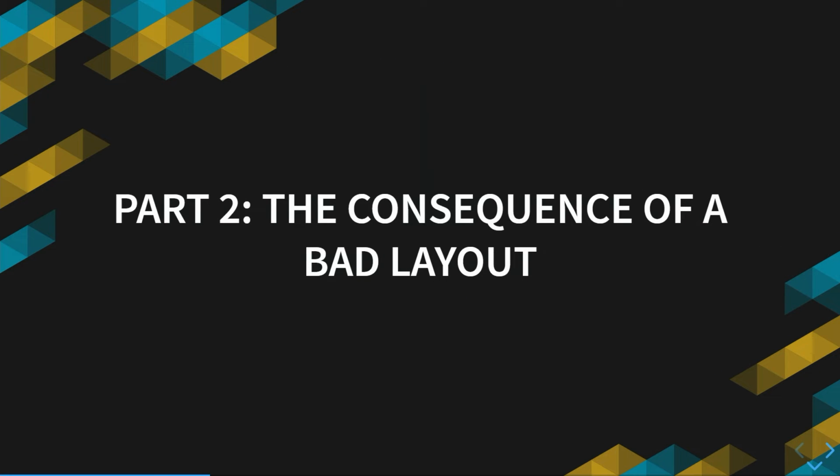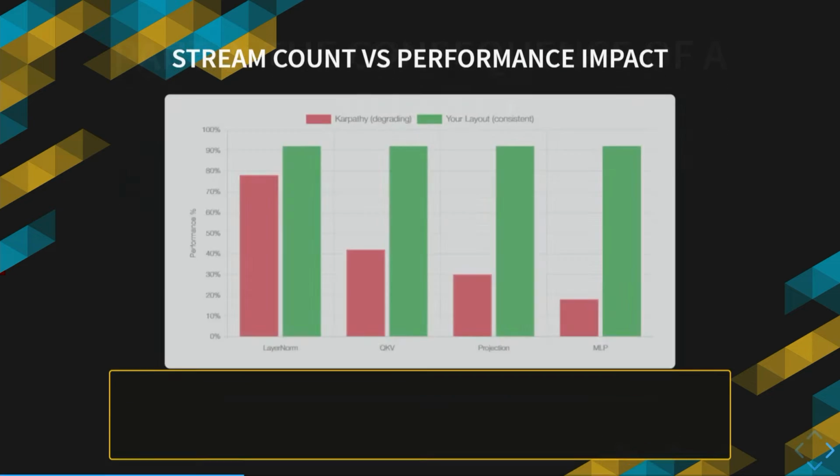So in part 1, we established the two main choices for memory layout. Now, in part 2, we're going to look at the real tangible consequences of making the wrong choices. This isn't just a theoretical exercise. The performance difference is massive, and it all comes down to how well we align our software design with the realities of the underlying hardware.